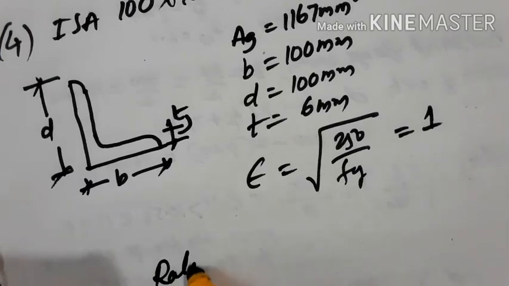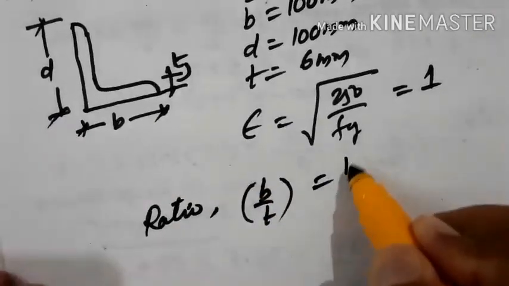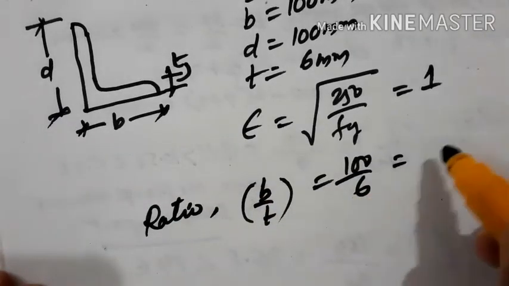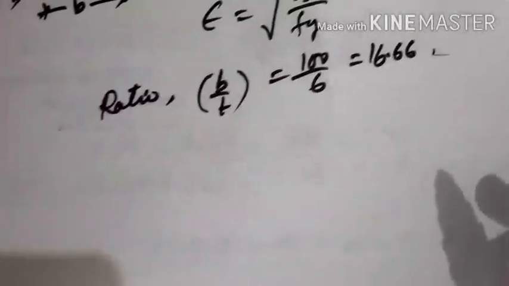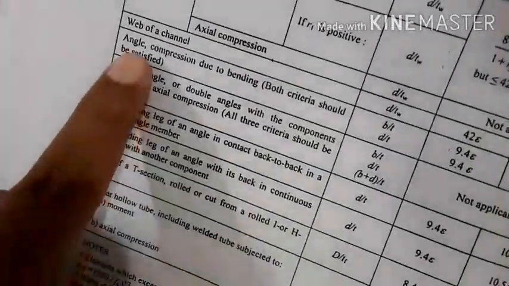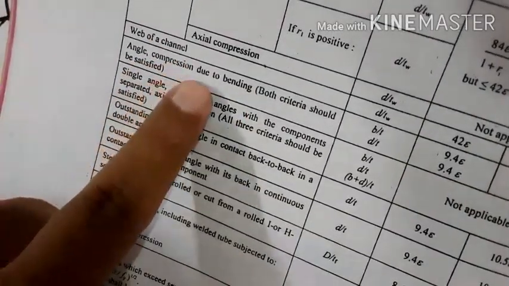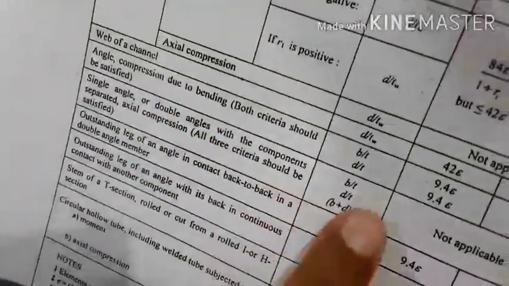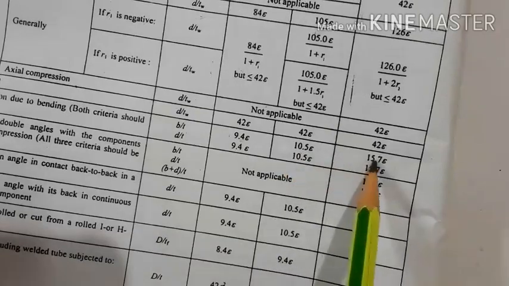Then again calculate the ratios as usual. One ratio is b by t. So b is 100 by 6, you will be getting 16.66. So again you refer to the table, the limiting value for the angle section. Look here, angle compression due to bending. Both criteria should be satisfied for width to thickness ratios. The limiting values given here are 9.4 epsilon, 10.5 epsilon and 15.7 epsilon.